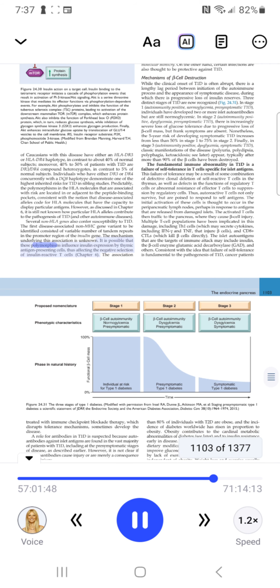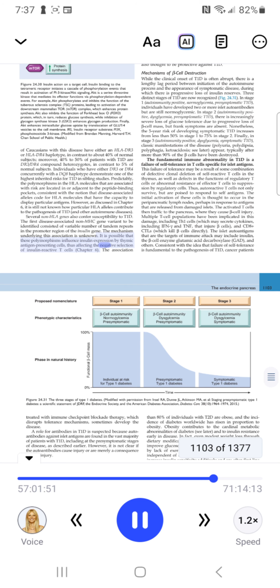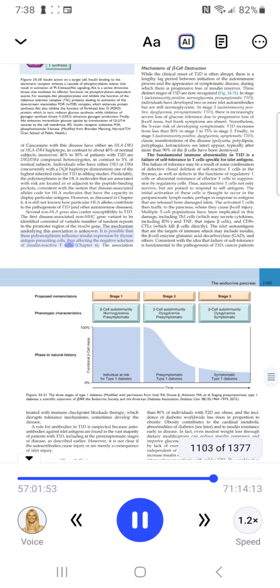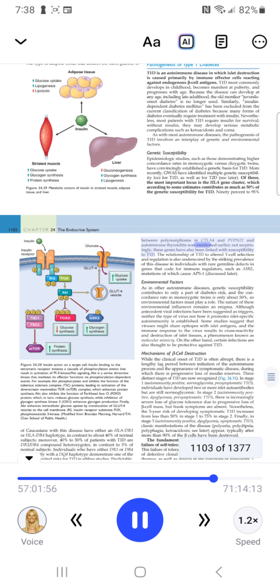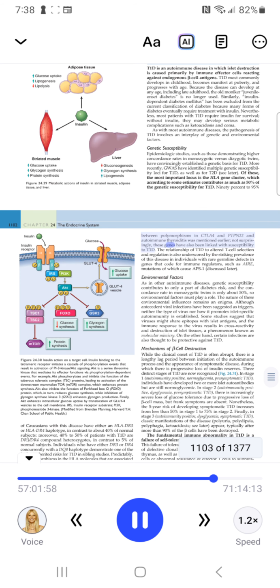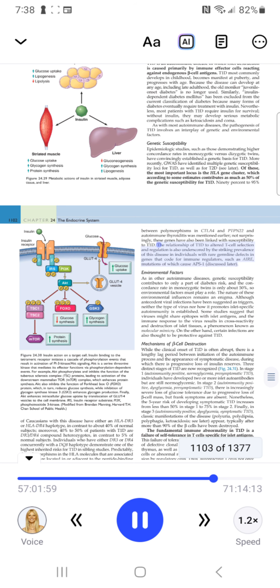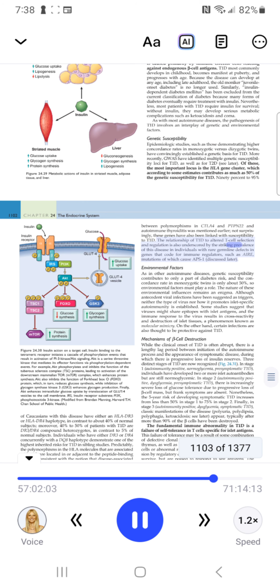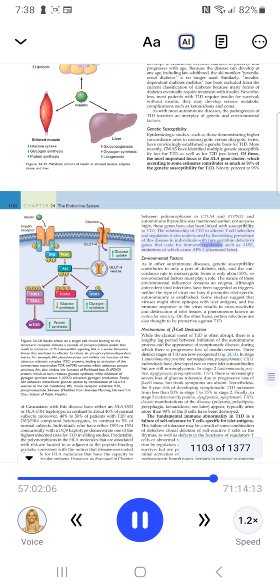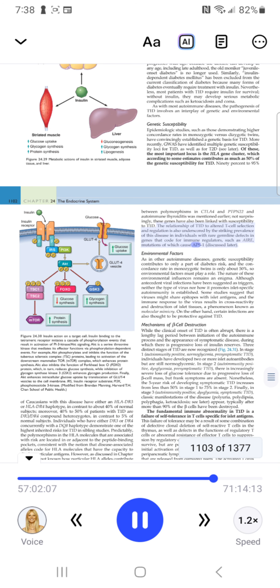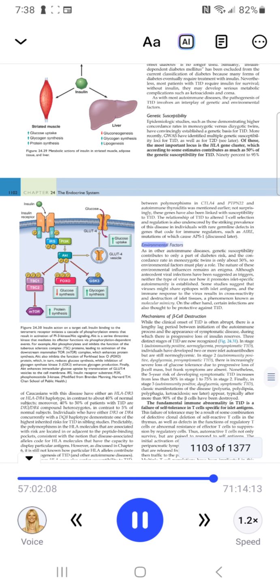It is possible that these polymorphisms influence insulin expression by thymic antigen-presenting cells, thus affecting the negative selection of insulin-reactive T cells. The association between polymorphisms in CTLA4 and PTPN22 and autoimmune thyroiditis was mentioned earlier. Not surprisingly, these genes have also been linked with susceptibility to T1D. The relationship of T1D to altered T cell selection and regulation is also underscored by the striking prevalence of this disease in individuals with rare germline defects in genes that code for immune regulators, such as AIRE, mutations of which cause APS1, discussed later.